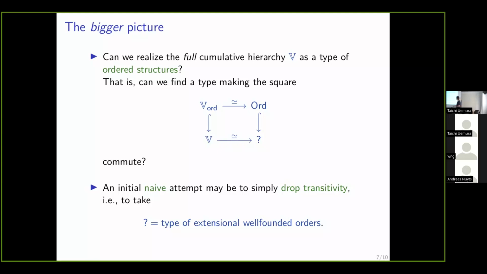So it's natural to ask, hey, what kind of ordered structure can we put here? Because this really is a type of ordered structures, right? Whereas this is some HIT or an inductive type. This is a type of order structure. So can you find a type of order structure making this diagram commute?